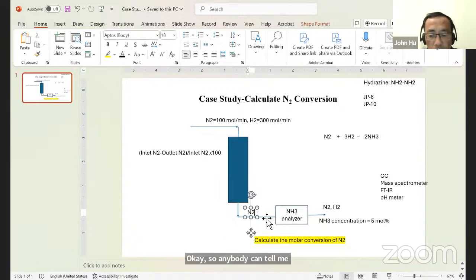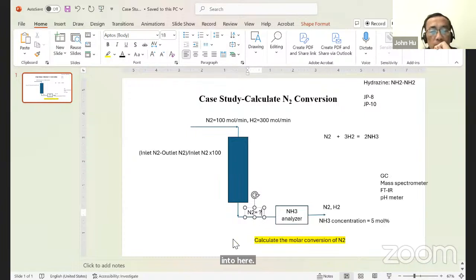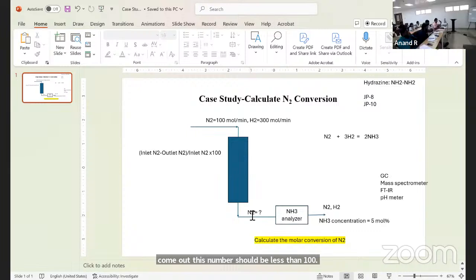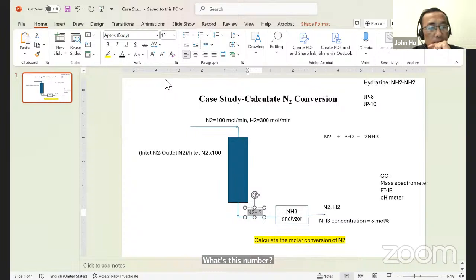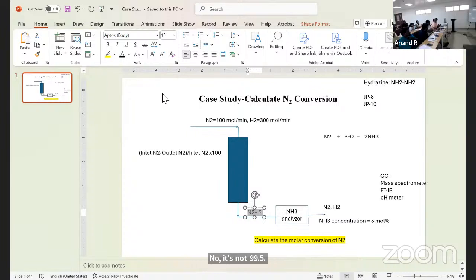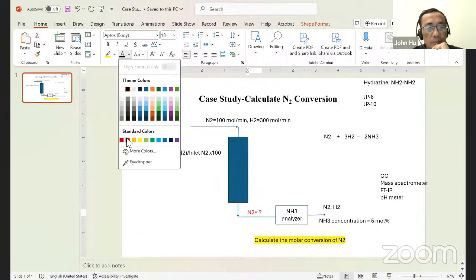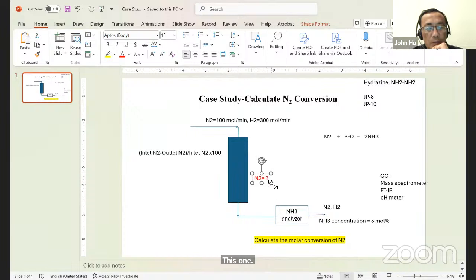N2 here. What is N2 here? Because obviously you have ammonia formation, and when the 100 comes out, this number should be less than 100. What's this number? 99.5? No, it's not 99.5. I think you are missing some kind of decimal point. You really need to get this point. What's this one?